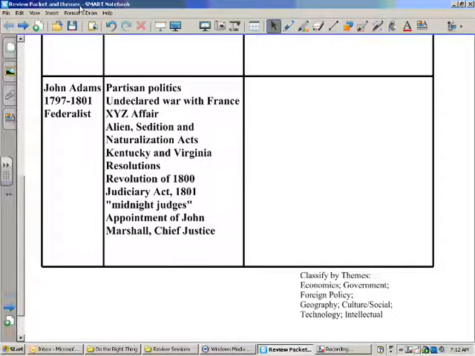As we move into the second presidency of the Federalist era, we have John Adams, who was kind of the hand-picked politician to succeed after Washington. Now, Washington had set an example by stepping down after 2 terms, yet that wasn't in the Constitution.